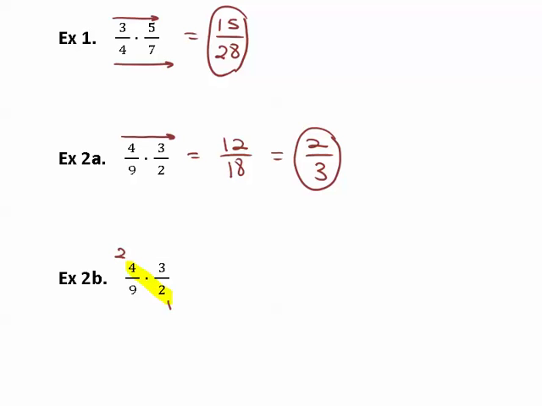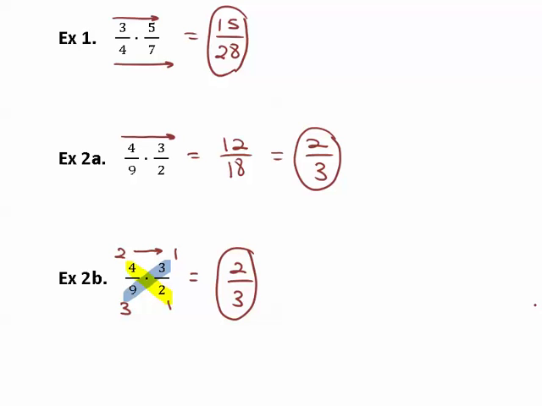Then if you look at the other diagonal, we have 3 and 9. They're both divisible by 3. 3 divides into 3 once, and 3 divides into 9 3 times. So the new fractions we have are 2 over 3 and 1 over 1. So when you multiply across the top, we have 2 times 1, which is 2, and then 3 times 1 is 3. So you can see we got the same answer, but we reduced prior to the multiplication. And once again, you can only cross-cancel or cross-reduce when you are multiplying fractions together.